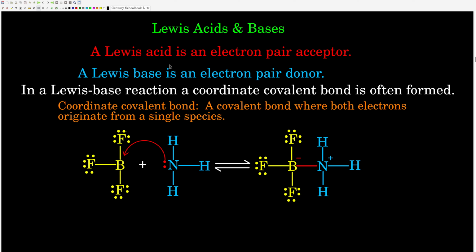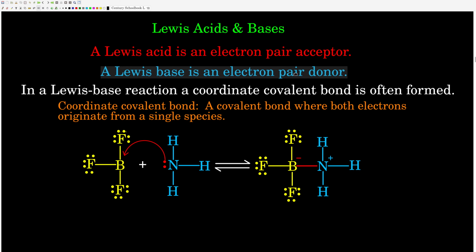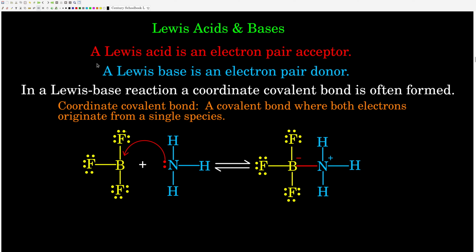So, here are the definitions. A Lewis acid is an electron pair acceptor, and a Lewis base is an electron pair donor. Now, there's a lot of definitions here and a lot of stuff going on. So, just a little trick that helps me make it easy to remember this: I focus on the one that we most commonly use in this course, Bronsted-Lowry.